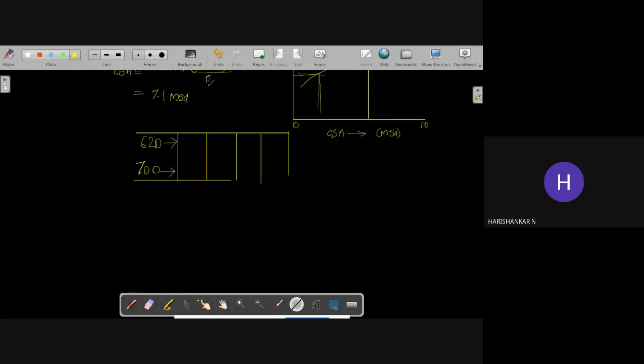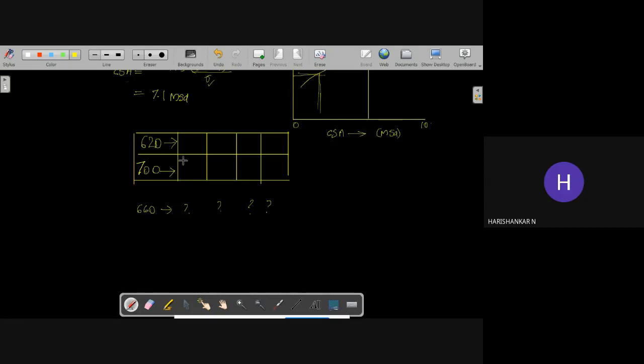Okay, so in between these two values you have to find 660. Okay, so how much it will be, you have to find out by interpolation.